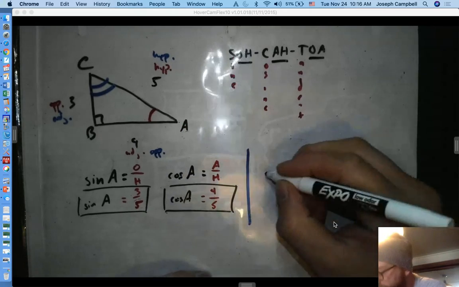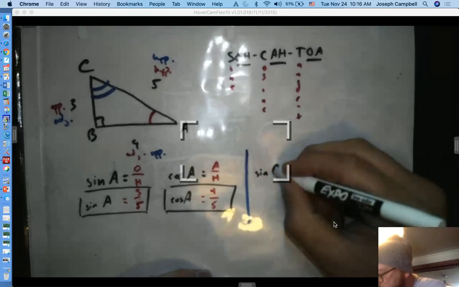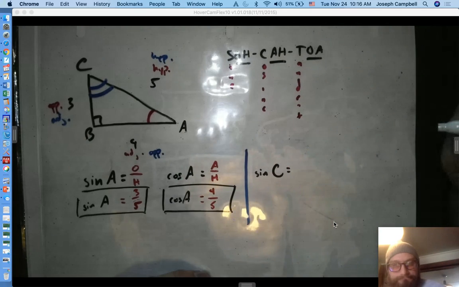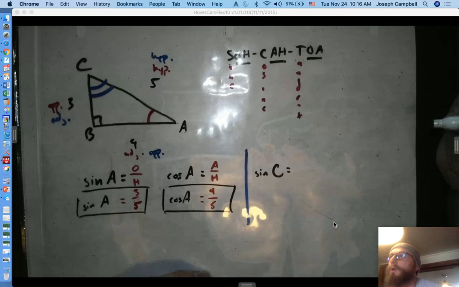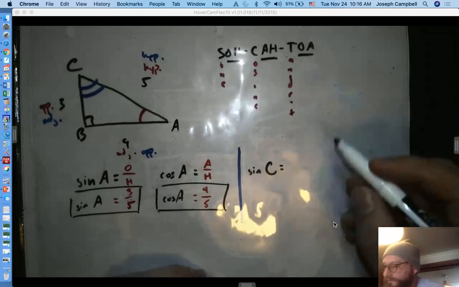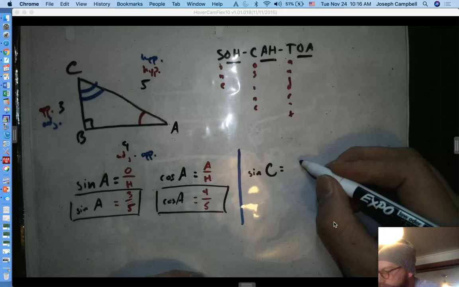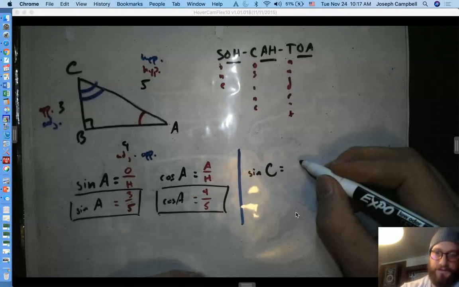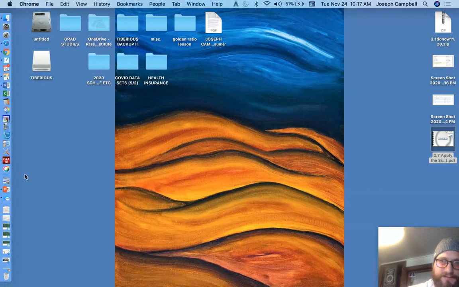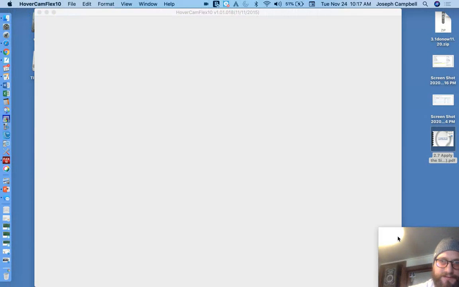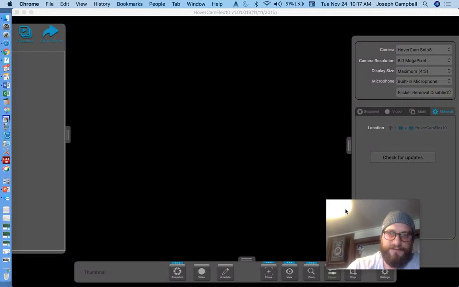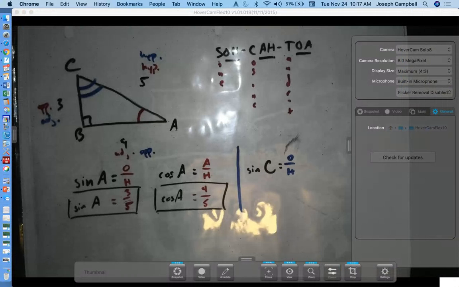Okay, so let's do sine of C. Right, so SOH is the ratio of the opposite over the hypotenuse. Oop, I froze. I don't know why it does that. I'll never figure it out. It seems like when I do that, my face freezes too. Ugh.